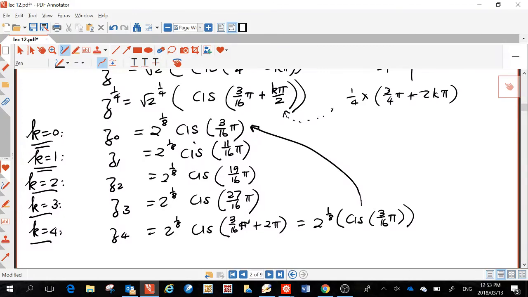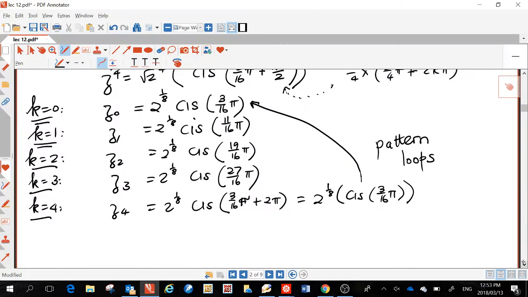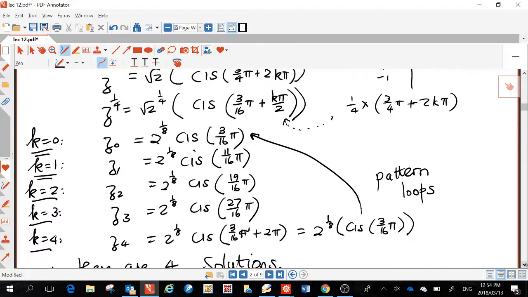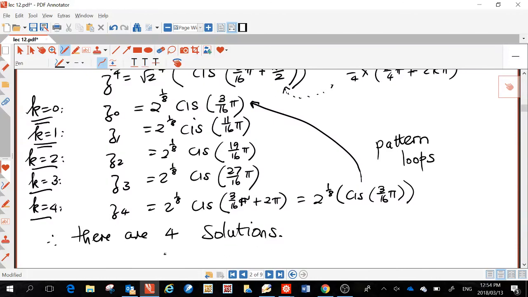So from here onwards, it loops. You get the same pattern of 4 recurring. Okay? So the pattern starts to loop. Therefore, there are 4 solutions. So, in other words, if you take the number minus 1 plus i, the 1/4 has 4 roots. That's 4 roots.